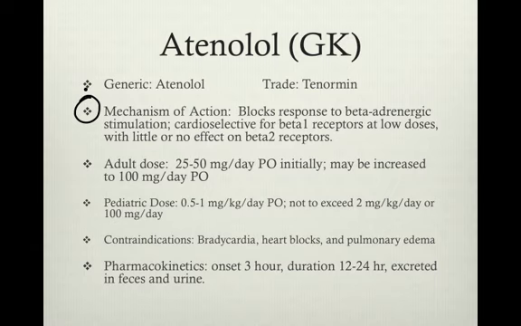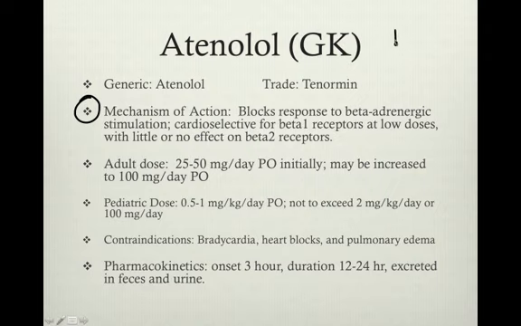It is cardioselective for beta-1 at low doses with little or no effect on the beta-2 receptors. Now at higher doses, we see it also affecting the beta-2 receptors. Now what that means is beta-1 and beta-2. Beta-2 is bronchial dilation. Beta-1 is harder, faster, stronger of the heart.